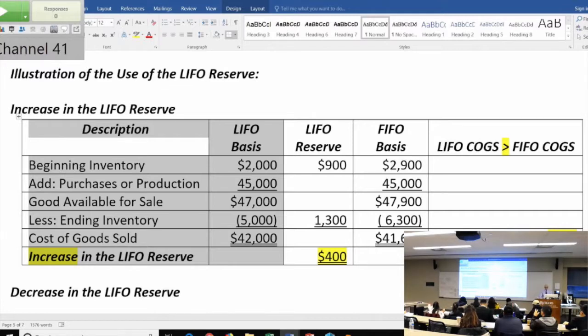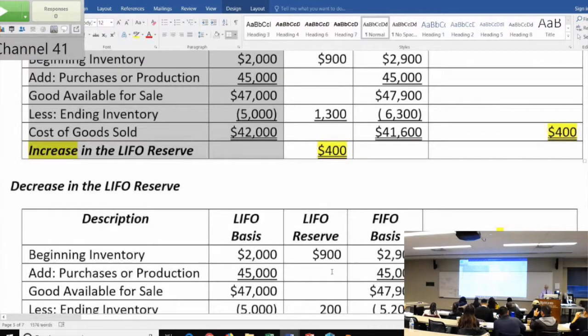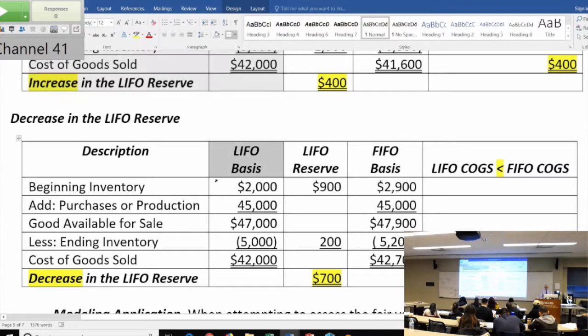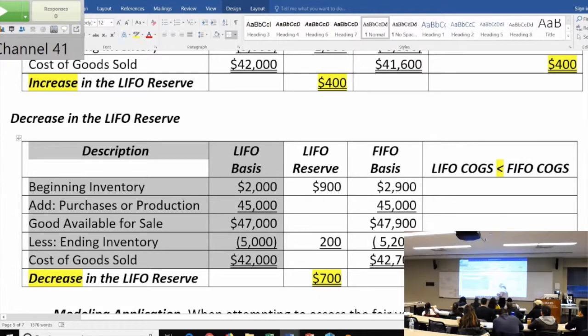All right, so let's change the scenario. And the next case, you report the following. So the financial statements use LIFO. Beginning inventory is 2, purchase 45, goods available for sale 47, and ending inventory is 5,000. How do you convert the balance sheet?